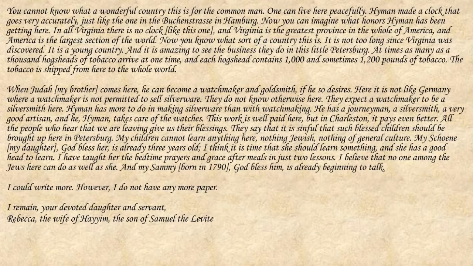It's not too long since Virginia was discovered. It's a young country, and it's amazing to see the business they do in little Petersburg. At times, as many as 1,000 hogsheads of tobacco arrive at one time, and each hogshead contains 1,000 and sometimes 1,200 pounds of tobacco. The tobacco is shipped from here to the whole world. When Judah, my brother, comes here, he can become a watchmaker and a goldsmith if he so desires. Here is not like Germany, where a watchmaker is not permitted to sell silverware. They don't know otherwise here. They expect a watchmaker to be a silversmith here.